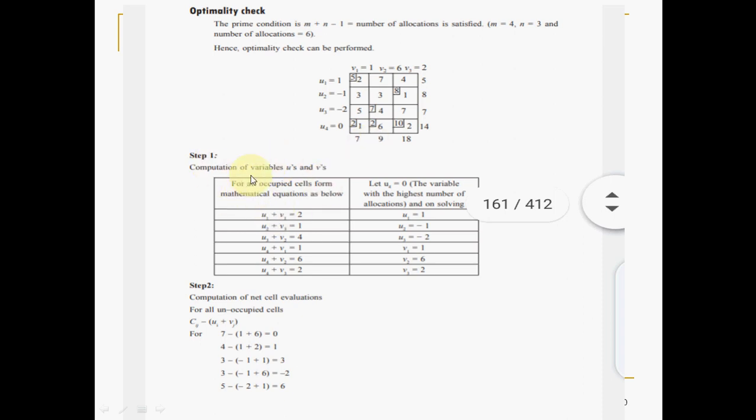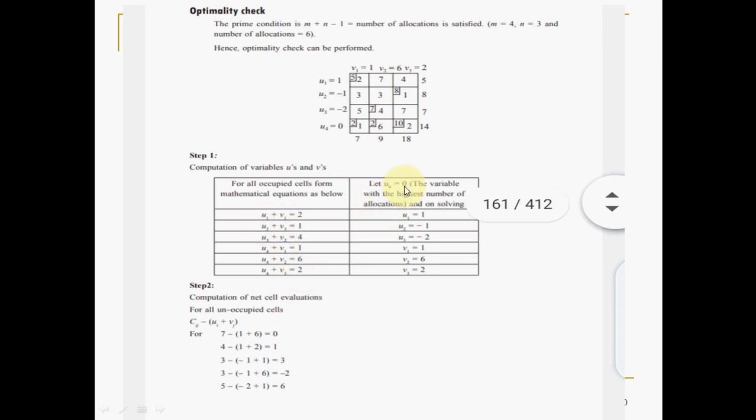First step, computation of variables. For all occupied cells, form the mathematical equations. For example, the first one: U1 plus V1 is equal to 2. Like this, for all occupied cells, you form the mathematical equations involving U's and V's. And one variable you have to set to 0.